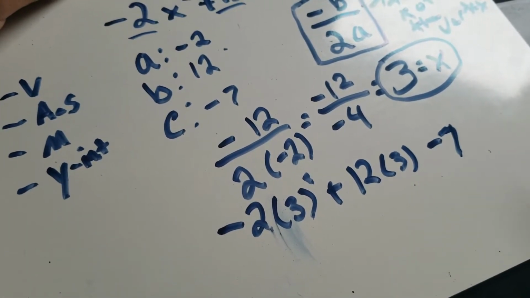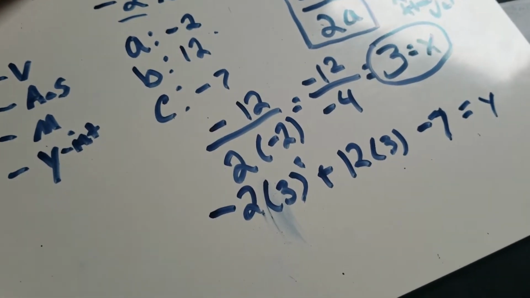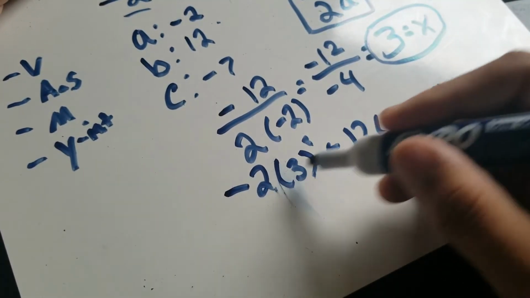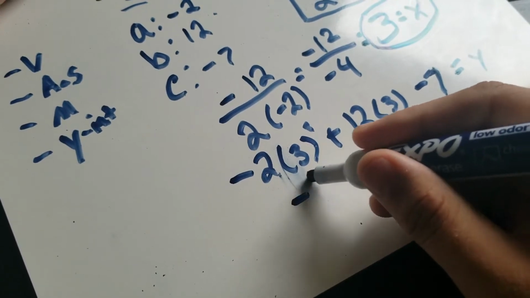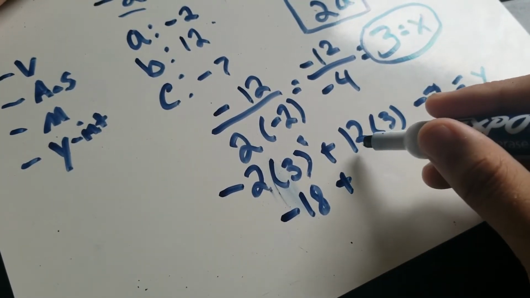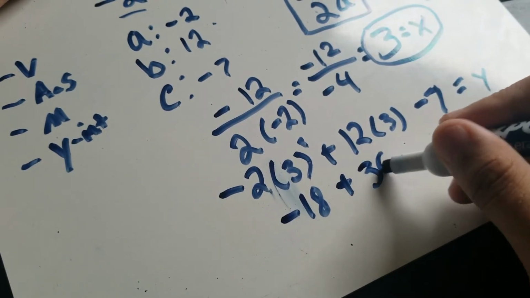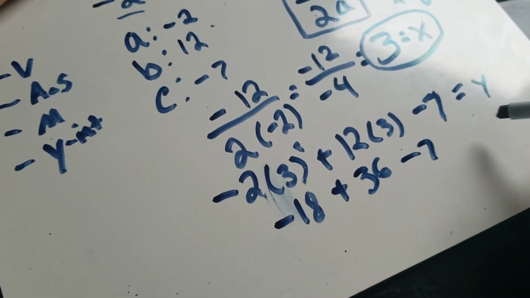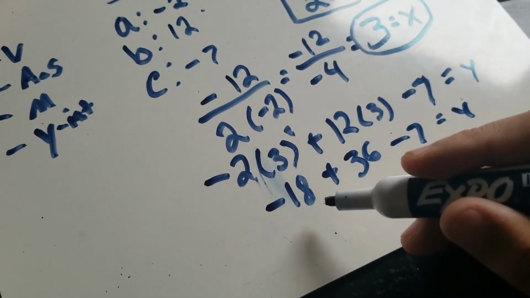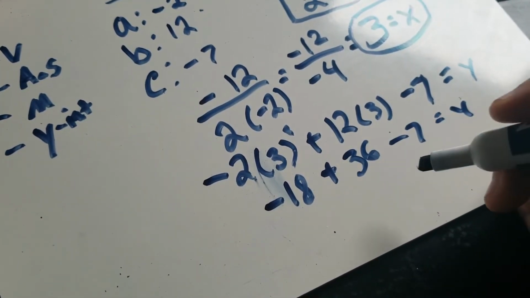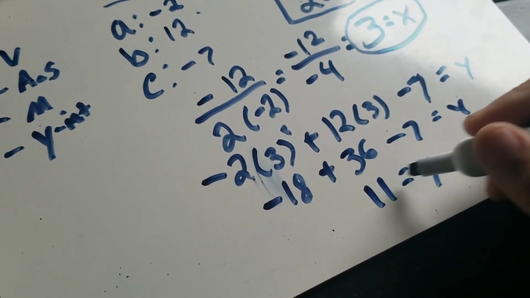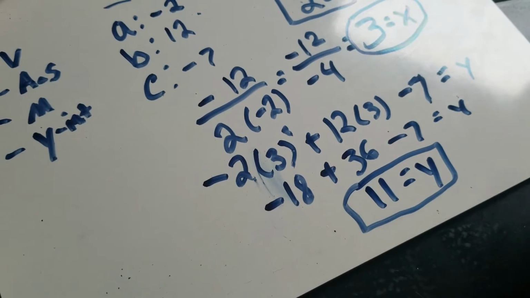Minus 7 like that equals y. Okay? So 3 squared happens first. That's 9. And then 9 times -2 is -18. So -18 plus 3 times 12 is 36 minus 7 equals y. -18 plus 36 is 18 minus 7. That is going to be 11 equals y. So that's my y value.